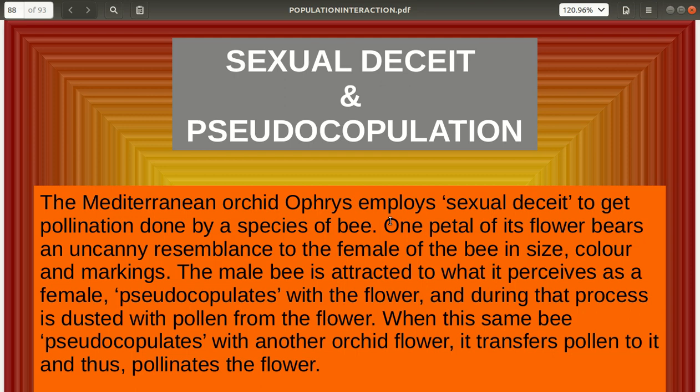And during this process, the orchid flower deposits its pollen grains on the male bee. So when this same bee pseudocopulates with another orchid flower, it transfers pollen to it, and thus it is bringing about the pollination. So sexual deceit is employed by this Mediterranean orchid Ophrys.